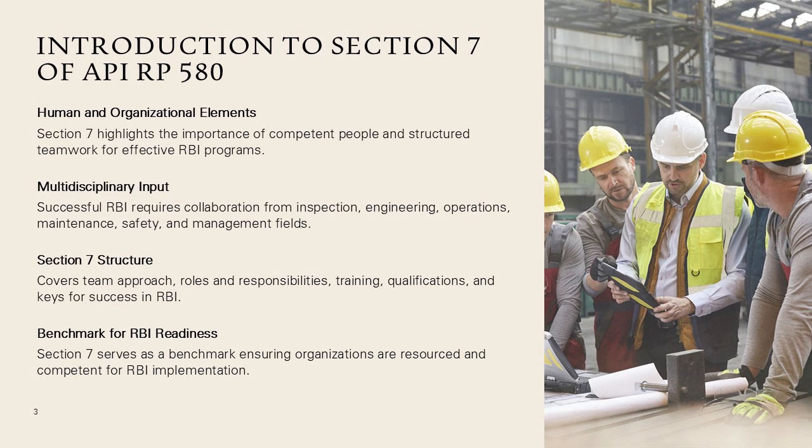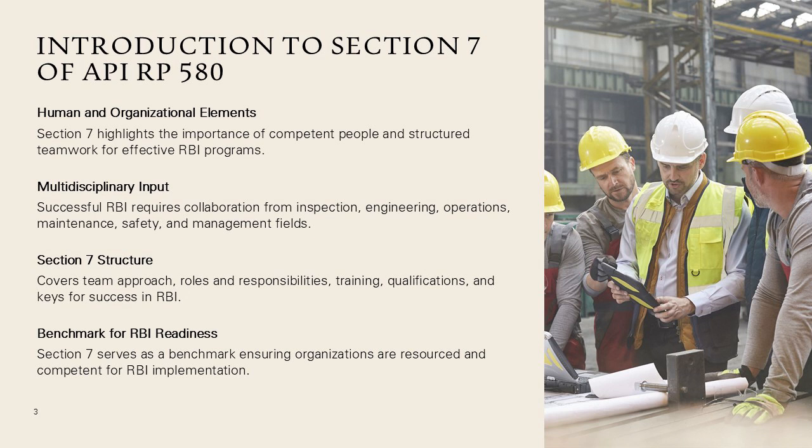The intent of Section 7 is to ensure that RBI outcomes reflect a balanced and realistic understanding of likelihood and consequence of failure. This balance can only be achieved when input is provided by multiple disciplines, including inspection, corrosion, process engineering, operations, maintenance, safety, risk analysis, and management. Each discipline contributes unique insights into equipment condition, degradation mechanisms, operating context, and potential impacts of failure. Without this multidisciplinary approach, RBI studies may overlook critical risk drivers or apply overly conservative or optimistic assumptions.